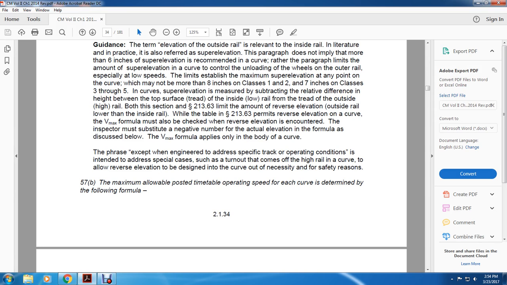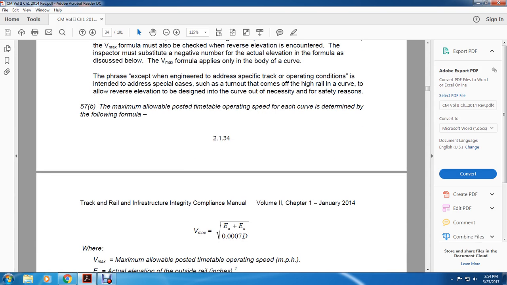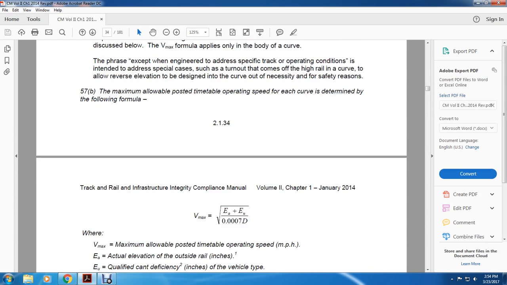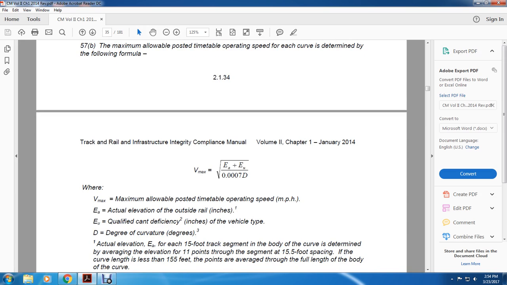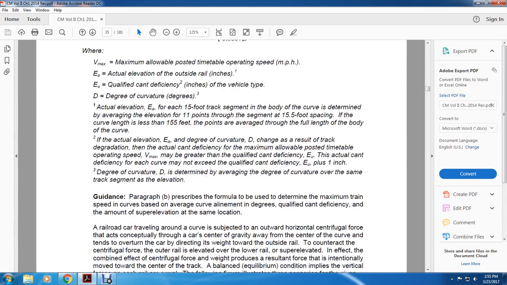57B. The maximum allowable posted timetable operating speed for each curve is determined by the following formula. Vmax is equal to the square root of: the actual elevation of the outside rail in inches plus the qualified cant deficiency for each vehicle type, divided by 7/10,000ths of the degree of curvature in degrees.